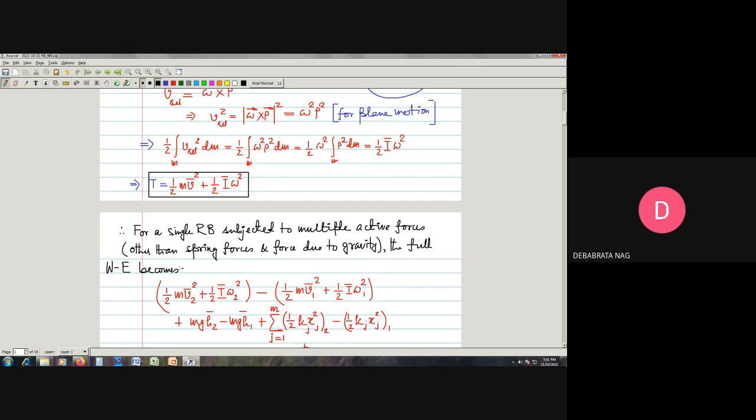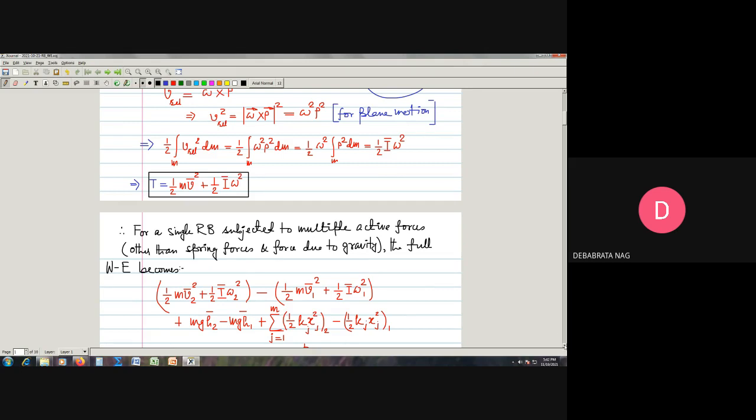U1-2. We will take this equation: the kinetic energy term will be half m v bar 2 squared plus half I bar omega 2 squared, which represents the final total kinetic energy of the rigid body, minus the initial total kinetic energy of the rigid body. So this will be the difference. These two terms represent delta T.